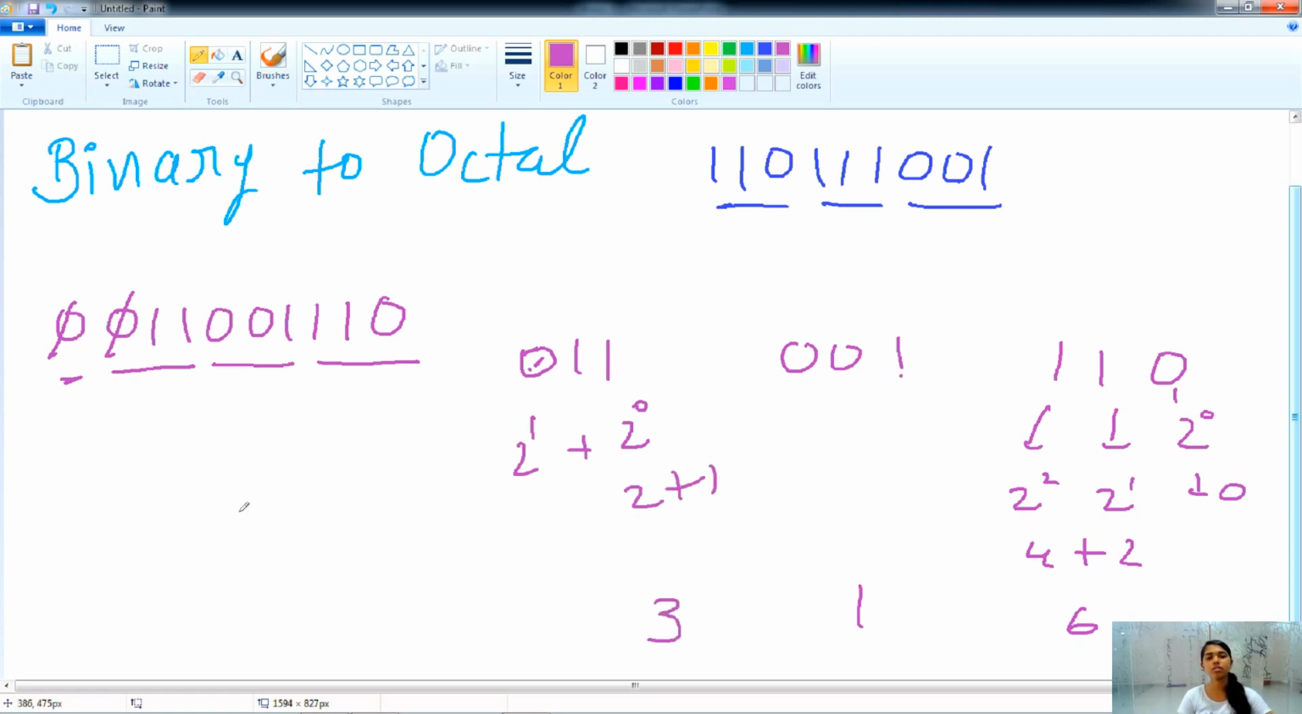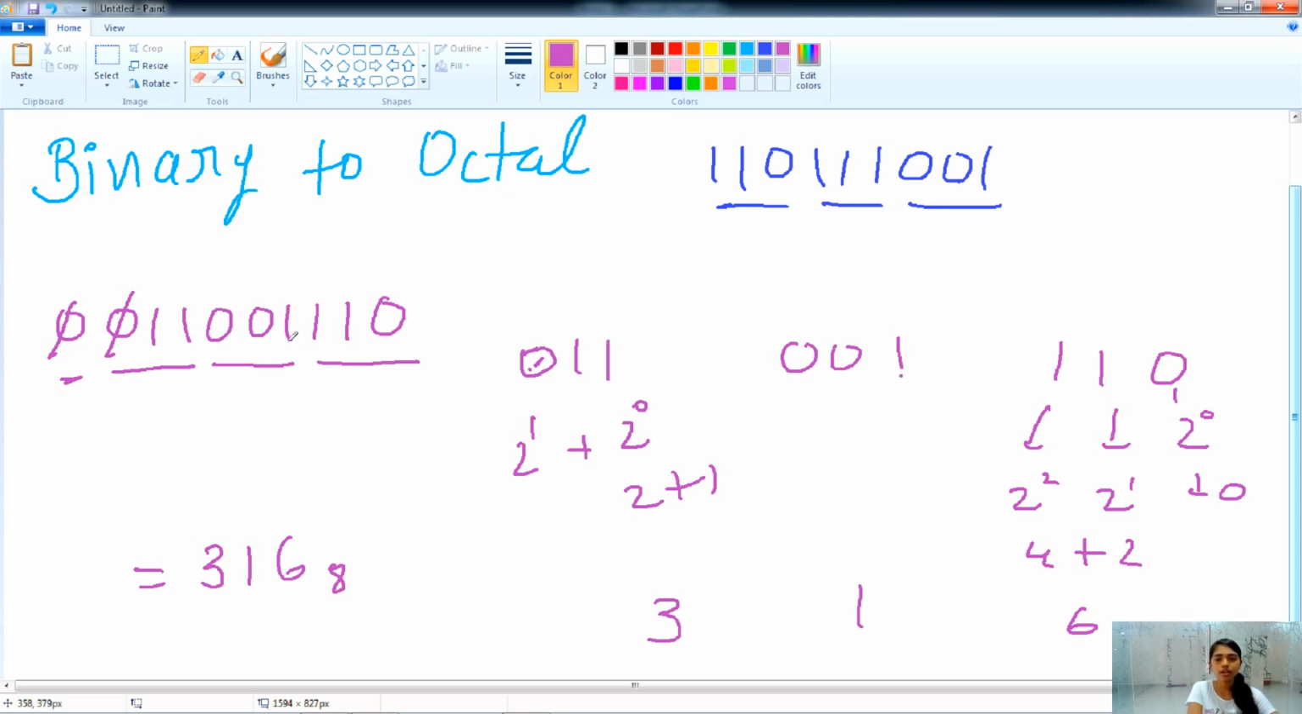So the binary number that is here is 316 in an octal form. So this is how we can get an octal number from a binary number.